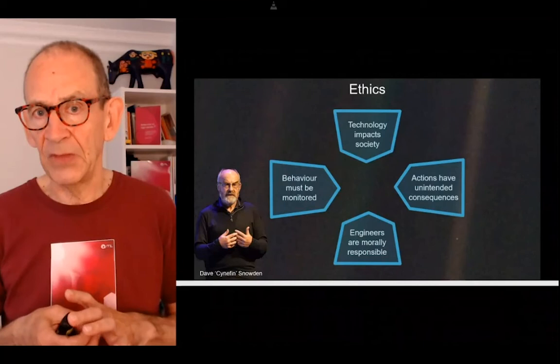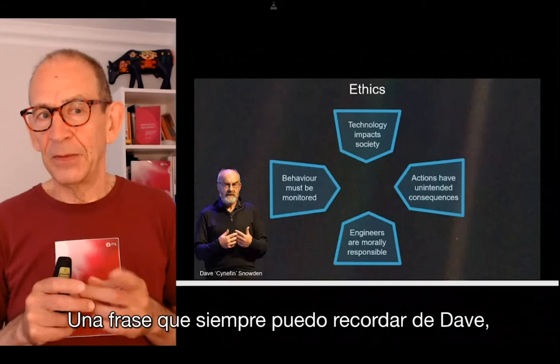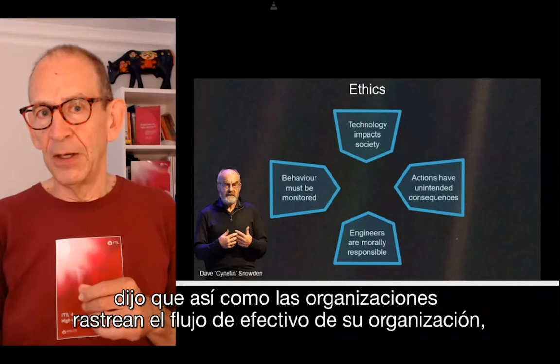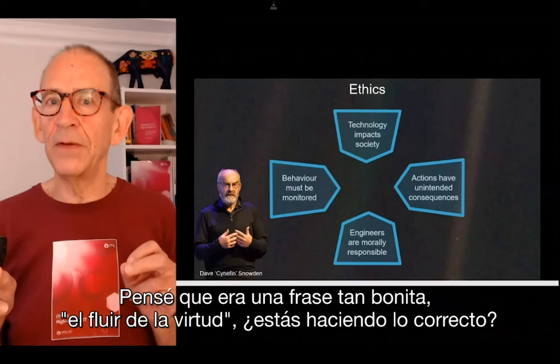And in the 90,000 words that were written for the High Velocity IT book, one sentence I can always recall from Dave, he said, just as organizations track the cash flow of their organization, they should also monitor the flow of virtue through the organization. I thought that was such a nice phrase, the flow of virtue. Are you doing the right thing?